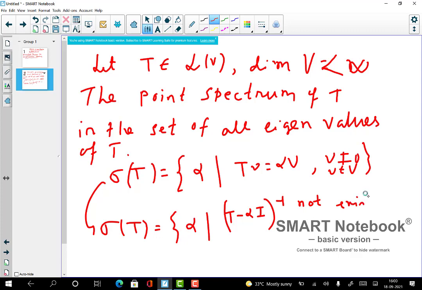And you see that the point spectrum is actually a subset of this set. So every eigenvalue is in it, but the converse is not true. There may be many complex numbers for which (T minus alpha I) inverse does not exist, but that does not mean that it will be an eigenvalue of T. So in our case, we will only consider the finite dimensional case. In fact, in the finite dimensional case, sigma of T is the collection of all the eigenvalues.